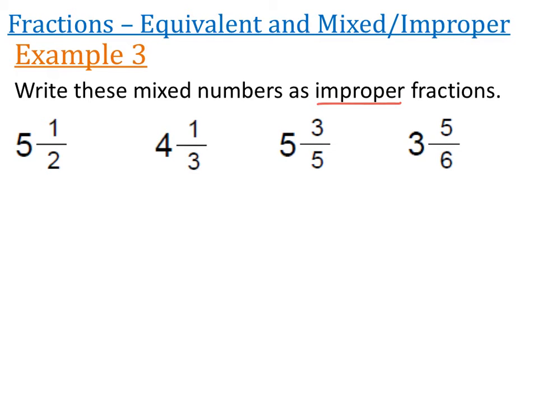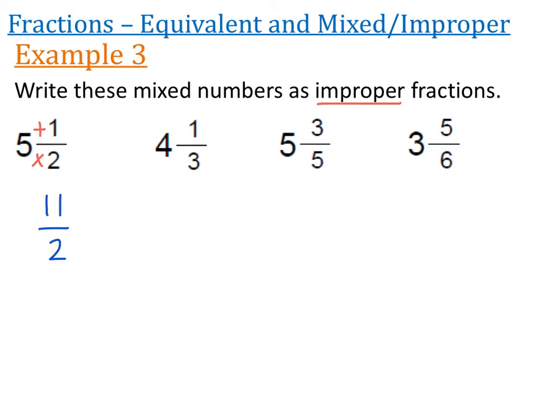So the first question is 5 and 1/2. We need to write that as an improper fraction. What we're going to do is multiply by the denominator, and then add on the numerator. So I've got 5 times 2, which is 10, plus 1 more, which is 11. So I've got 11 halves, 11 over 2.